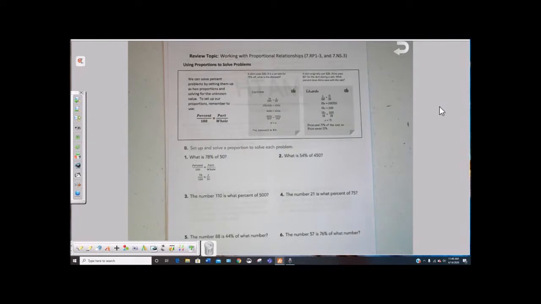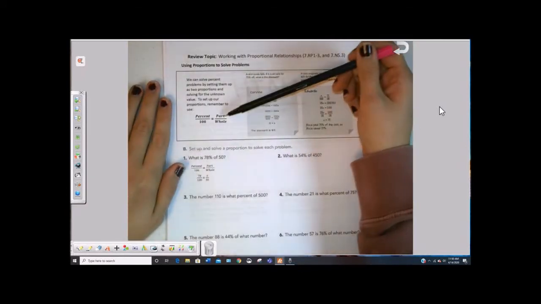We are going to get started on proportions, and this proportion we have seen before. It is the proportion part over whole equals percent over 100. There's a great example at the top if you'd like to look at that in order to help you start. We're going to do 3 examples together and 3 on your own.